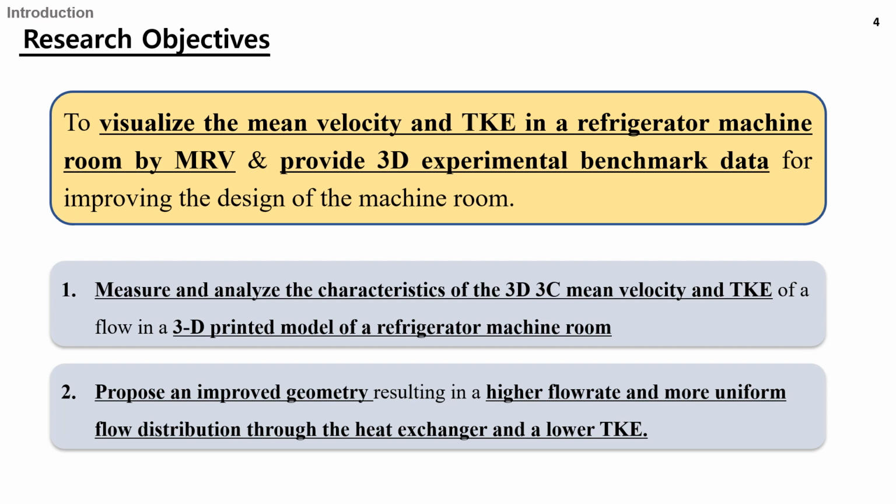Therefore, the objective of this research is to visualize the mean velocity and decay in a refrigerator machine room by MRV and provide three-dimensional experimental benchmark data for improving the design of the machine room. First, we aim to measure and analyze the characteristics of the three-dimensional and three-coordinate mean velocity and decay of a flow in a 3D printed model of a refrigerator machine room, and we wanted to propose an improved geometry with higher flow rate and more uniform flow distribution through the heat exchanger and lower decay.